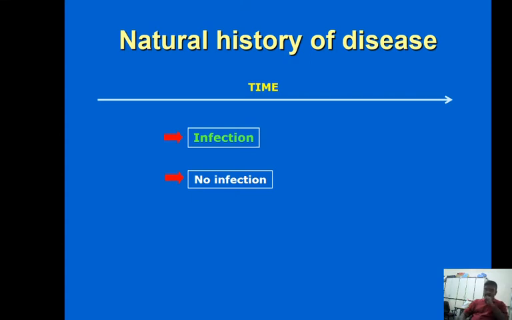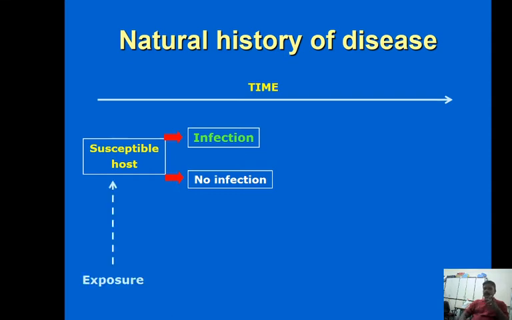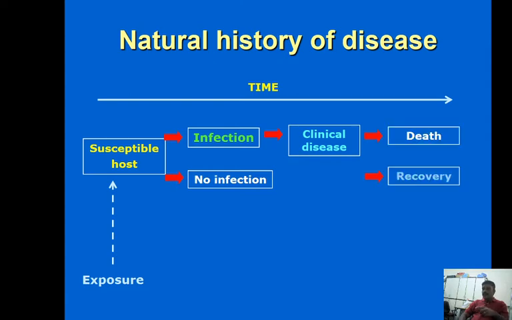This is another thing that I wanted to quickly tell you about the natural history. There is infection and there is no infection in the course of time. There is a susceptible host; either he gets infected or he doesn't. A susceptible host will only get infected if he has an exposure, but that does not mean he will always get infected if he has an exposure. He might get no infection or he might get infection. If he gets infection, there is a time lag before he develops a clinical disease. In the clinical disease, the outcome is either death or recovery, and that's where the onset of symptoms happens.